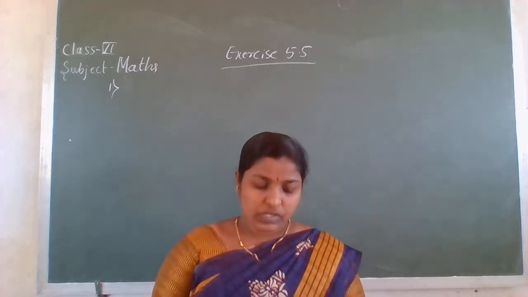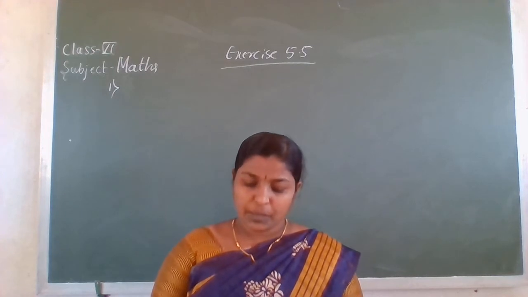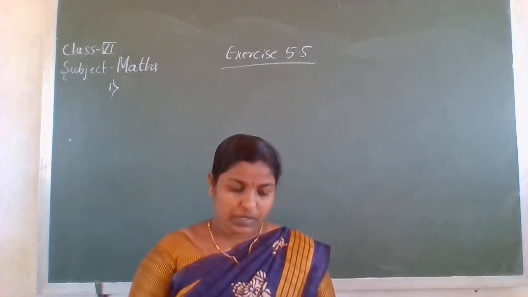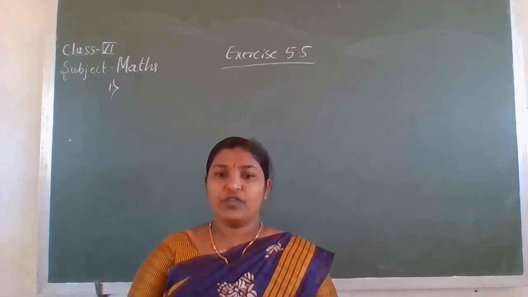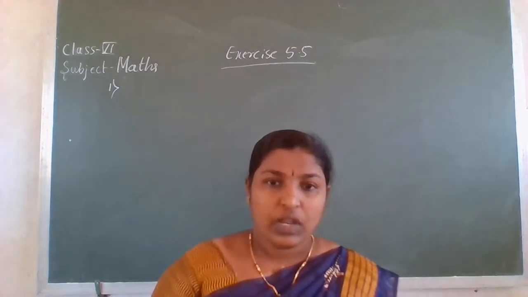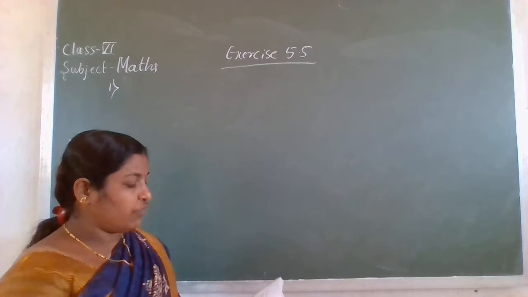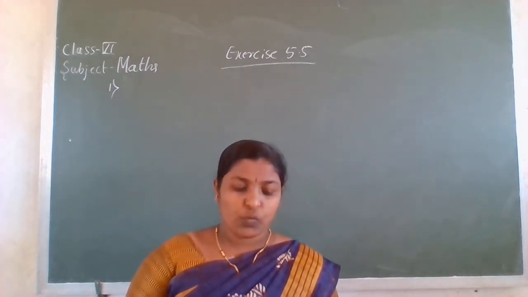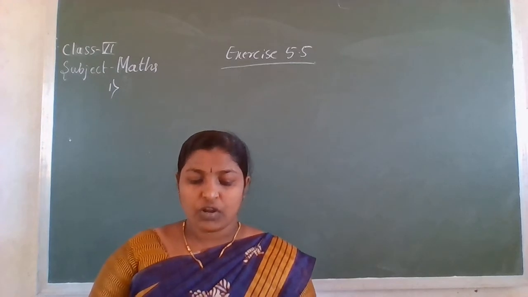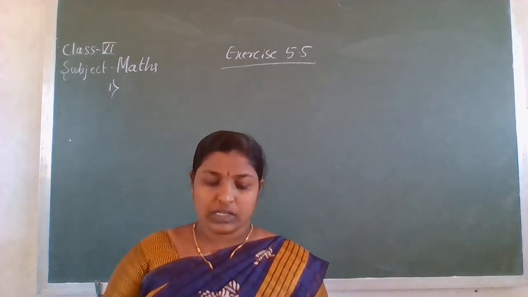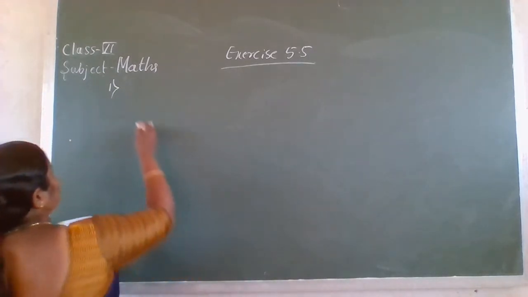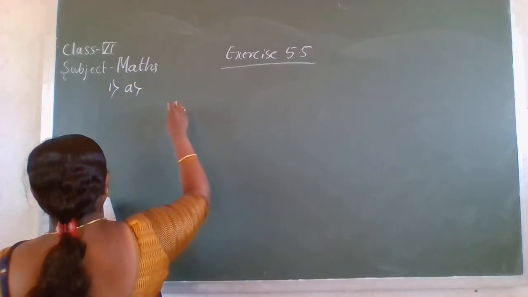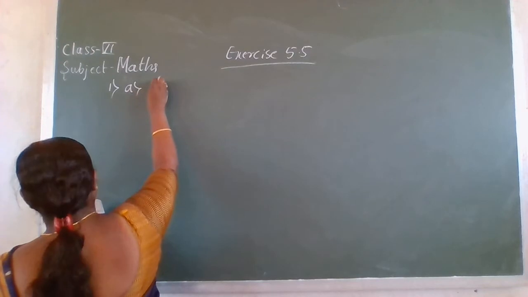In the previous class we discussed acute angle, obtuse angle, straight angle, reflex angle, and we completed 5.4. Let's start today 5.5. First question: which of the following are models for perpendicular lines? A. The adjacent edges of a table.